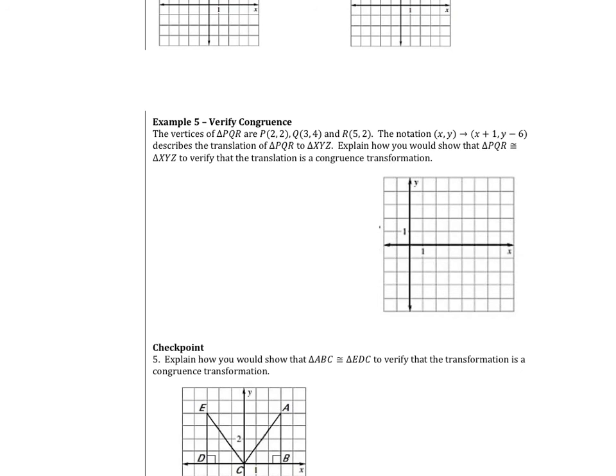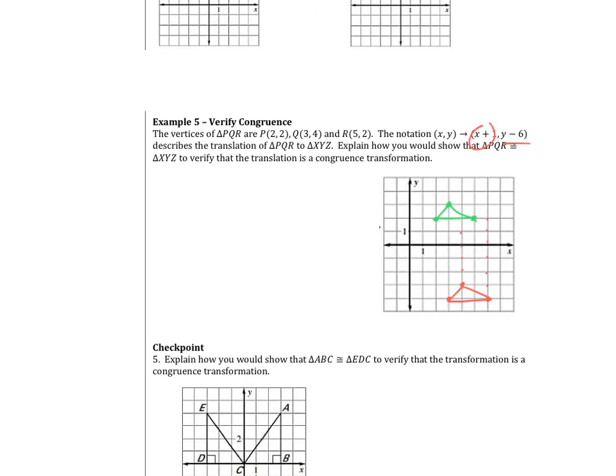Okay, I'm not going to draw the graphs right here. We would graph them, so I can draw one of them, I guess. So this would be PQR. And if you graphed it, it would be to the right 1 and down 6. So how can you verify that these are congruent?